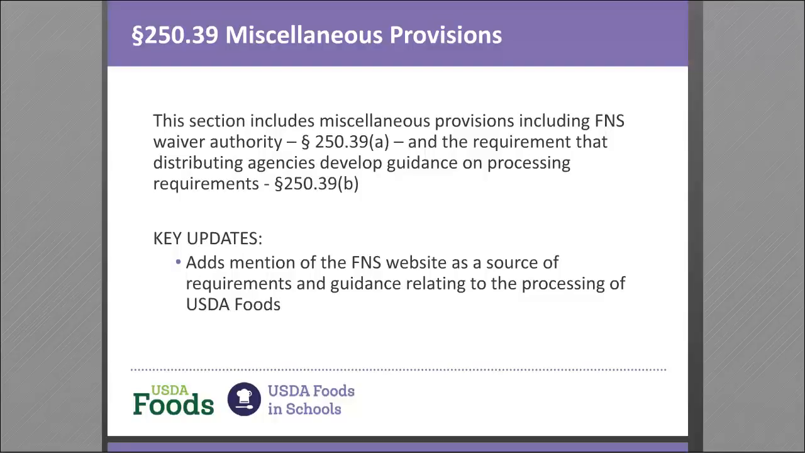In 250.39b, we retained the previous requirement that the distributing agency develop and provide a processing manual or other guidance on processing requirements to processors and other parties, and we permit distributing agencies to provide additional information relating to state-specific processing requirements upon request. In 250.39c, we clarified that guidance or information relating to the processing of USDA foods is included on the FNS website or may otherwise be obtained from FNS. Such guidance and information includes program regulations and policies, the FNS audit guide, and the USDA National Processing Agreement.